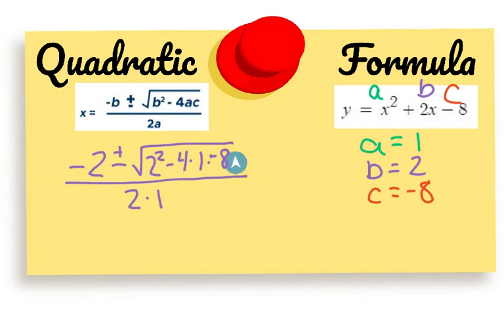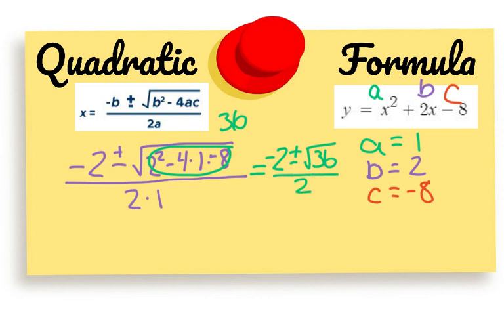Let's go ahead and solve the part inside of our square root, our discriminant, first. I'm just going to do 2 squared minus 4 times 1 times -8. When we solved all of that, I ended up with 36 right there. So I'm going to go ahead and rewrite our problem. We have -2 plus or minus the square root of 36, all divided by 2 times 1, which is 2. Now, since I have a positive number here, we're going to end up with two solutions to this problem.